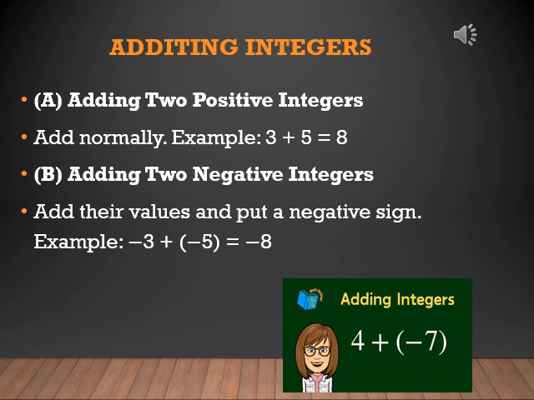So when two integers have the same sign, we add their values. For positive integers, the answer is positive, and for negative integers, the answer is negative.